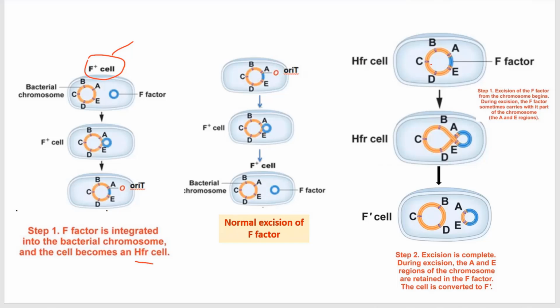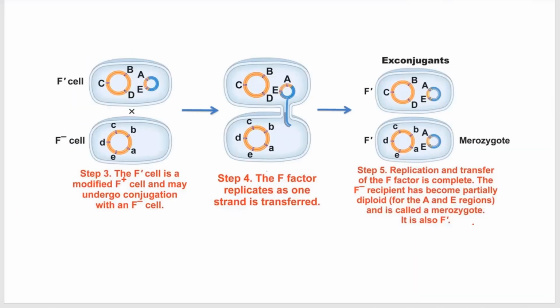But sometimes, in the excision of the F factor, additional genes from the bacterial chromosome come out. Here you can see that along with the F factor there are other genes like A and E. They are also coming out with the F factor. So now this becomes an F prime cell.